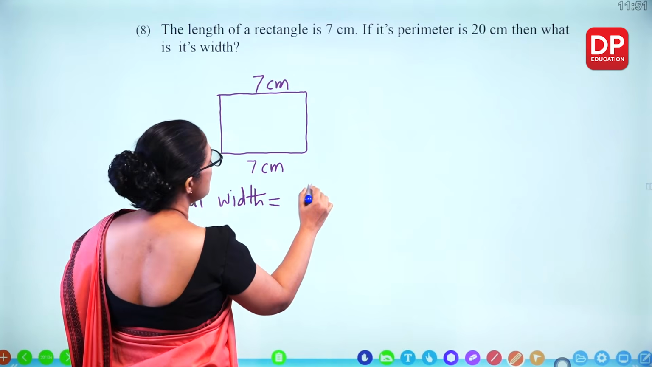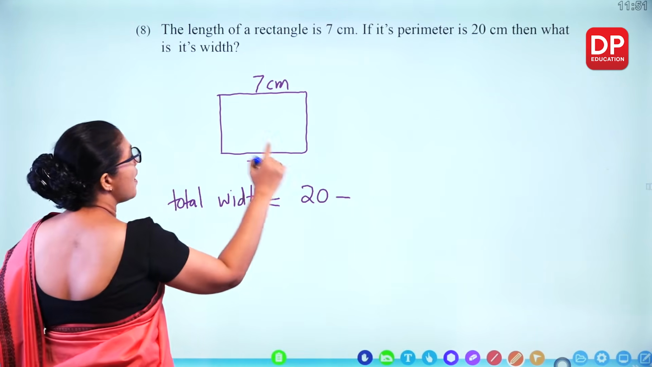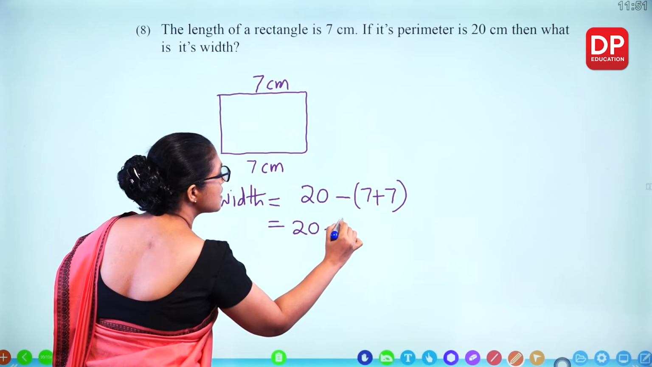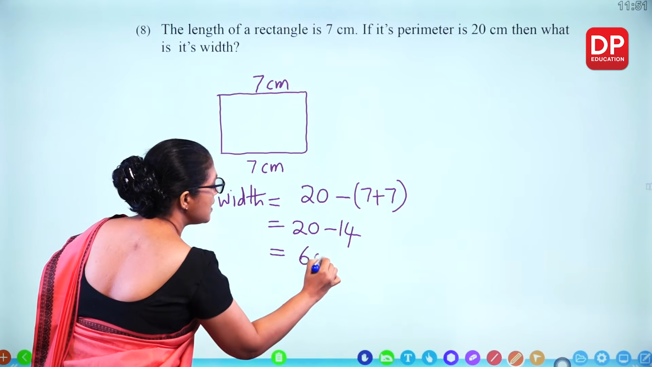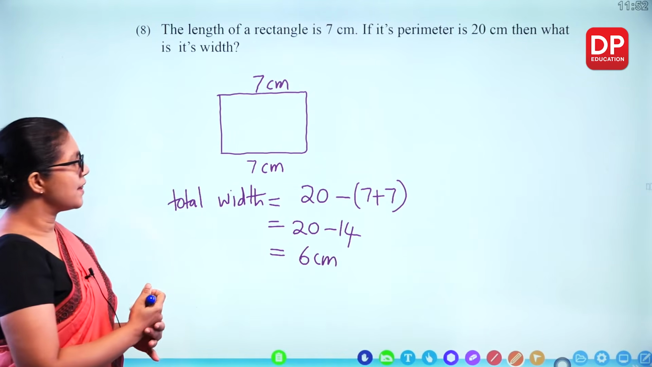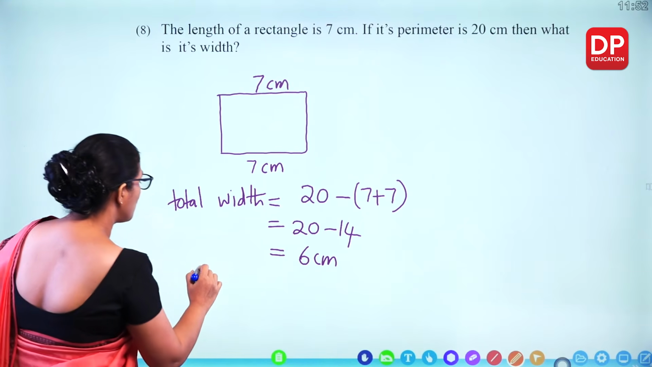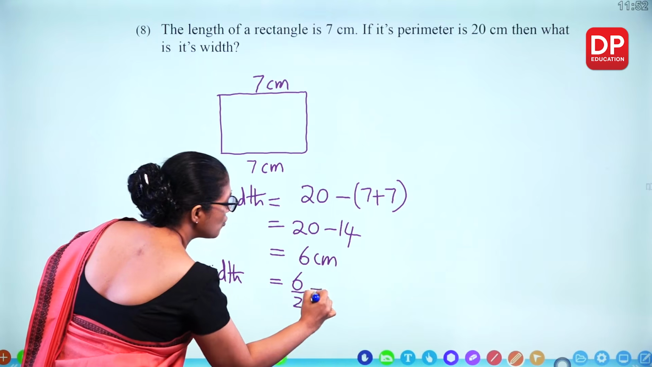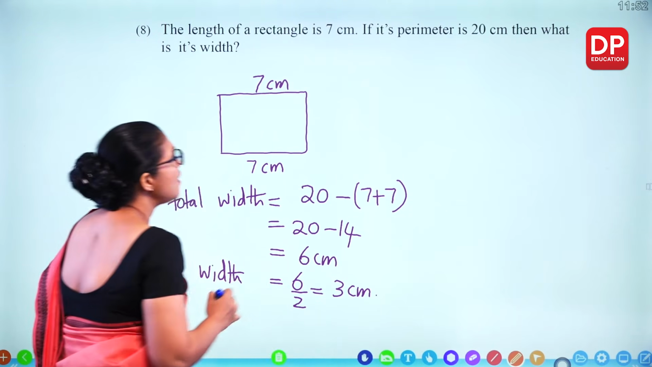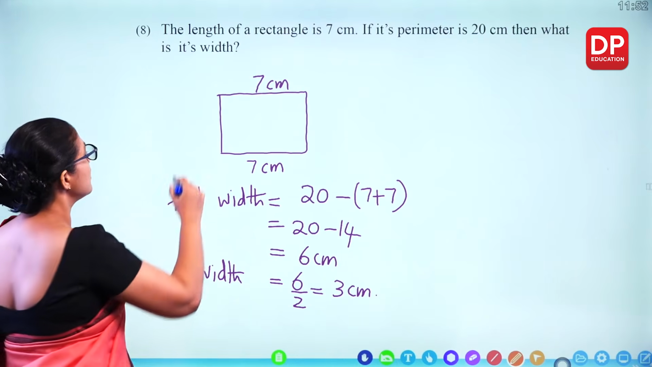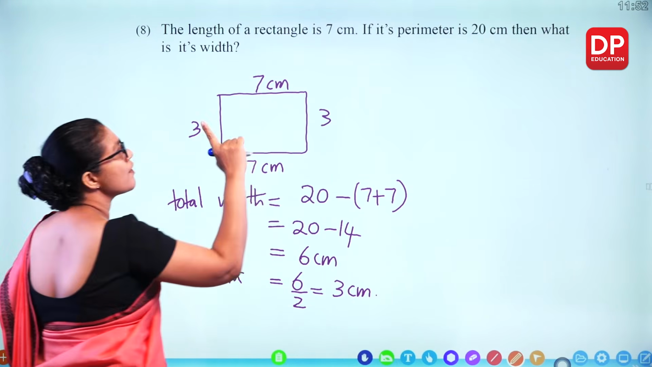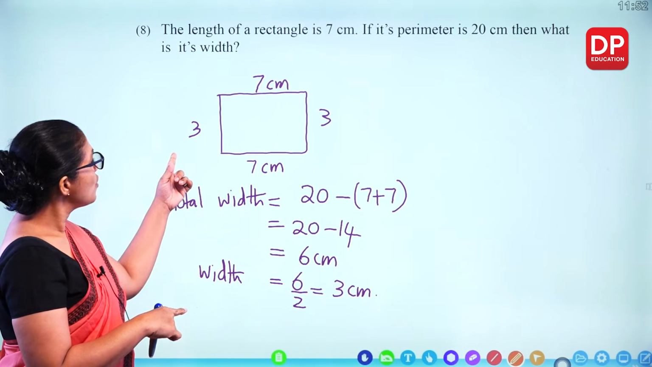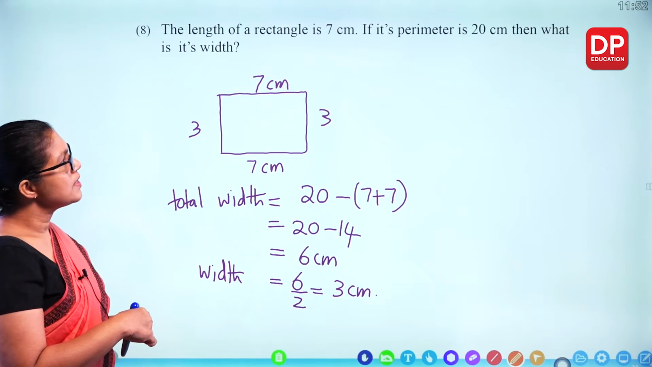The perimeter is 20 minus 7 plus 7. So, you get 20 minus 14, that's 6 centimeters for total width. So, divide by 2, you get the width. 6 divided by 2, 3 centimeters is the width of the rectangle. So, this is 3 and this is 3. Now, check whether the perimeter is 20. 7 and 7, 14. 14 plus 6, you get 20.